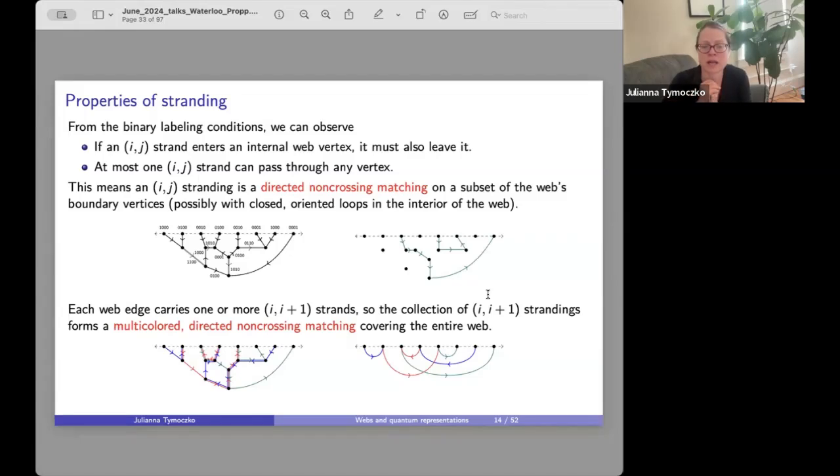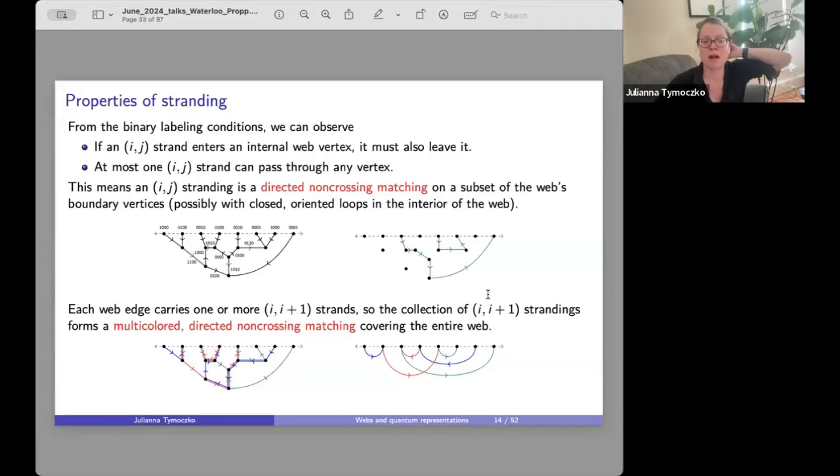On the bottom right here, we've drawn the multicolored non-crossing matching, and you can see red is crossing both green and blue. That's allowed because red doesn't cross red, nor does green cross green, and so on. In a multicolored non-crossing matching, you can also have red arcs and blue arcs meeting at a boundary vertex, which you would typically not have in a standard ordinary non-crossing matching.